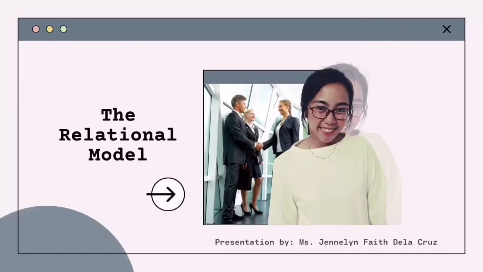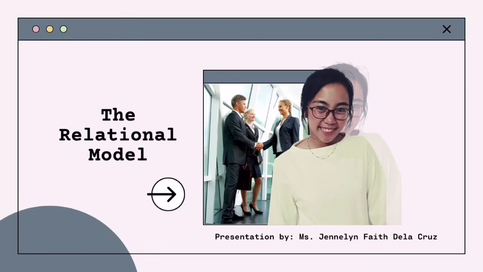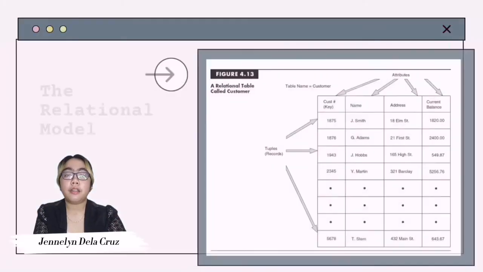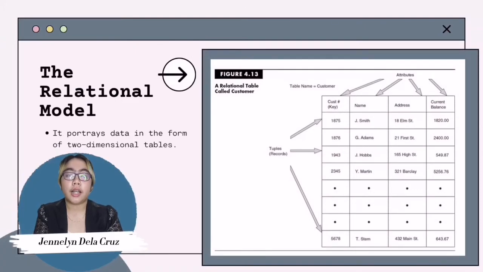Now we're going to talk about the last topic under DBMS models, which is the relational model. The relational model was originally proposed by Edgar F. Codd in the late 1960s. It is an abstract model that organizes data within a database. The main difference between the relational model and navigation models is how data association is presented to the users. The relational model portrays data in the form of two-dimensional tables.